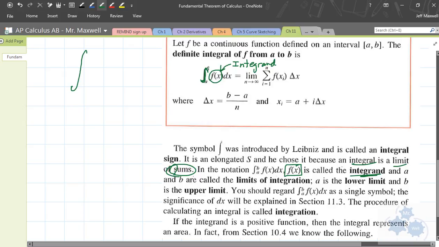The a and the b are the limits of integration. So there's a lower limit and an upper limit. They're the limits of integration there.